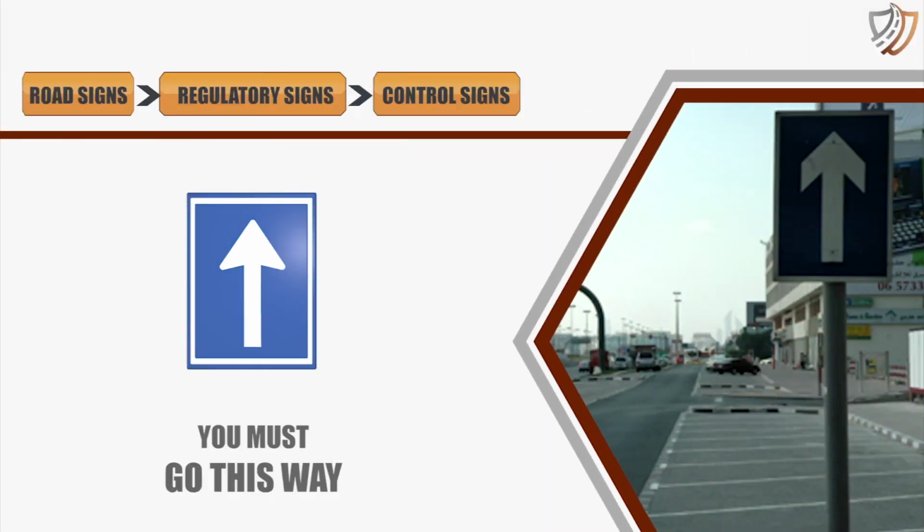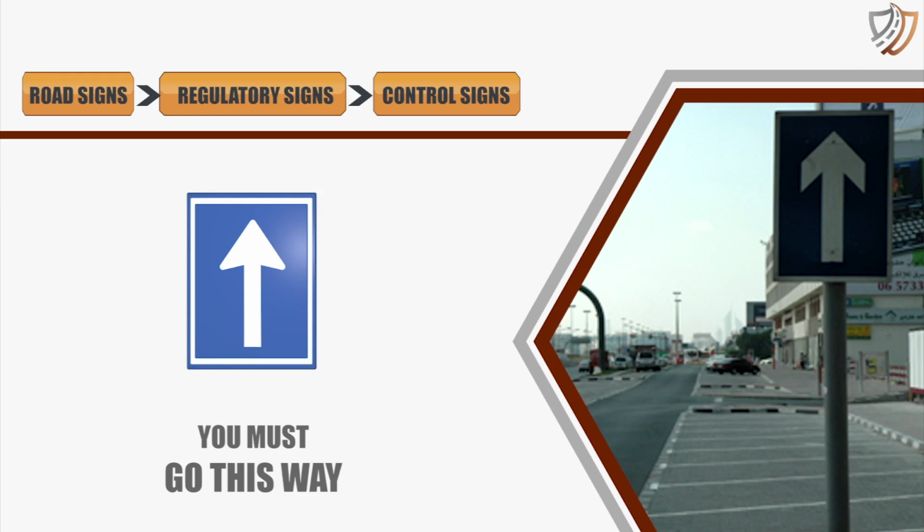You must go this way. This sign shows the only permitted direction of travel, in the road or portion of the road on which they are posted. This sign can be seen at service roads, one-way streets, and parking lots. If the arrow is pointing to any direction, like left or right, then you must follow the direction of travel as per the sign.